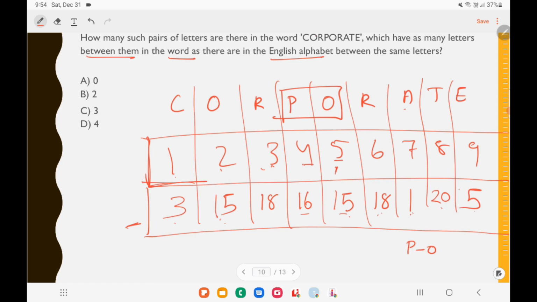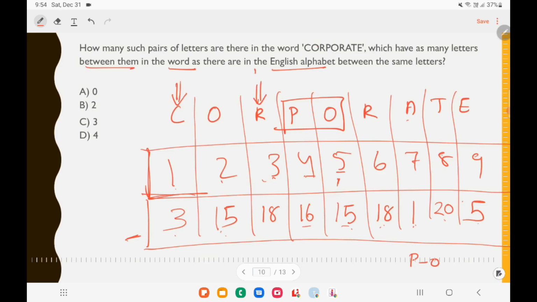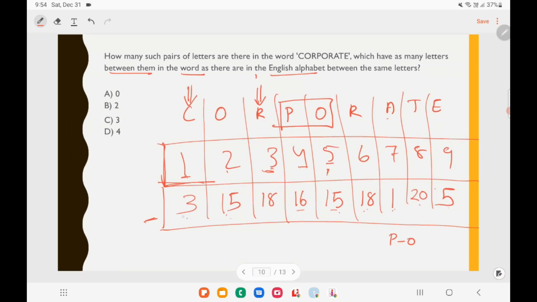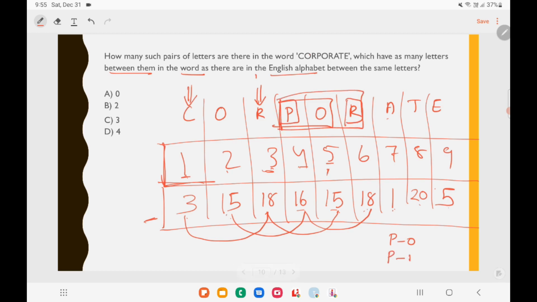So that's done. Now you take pairs like C and R. 3 minus 1 is 2, so the difference should be 2. In the second row, take 3 and 18: difference is 15, not 2. 15 and 16, difference is 1, not 2. 18 and 15, difference is 3, not 2. 16 and 18, difference is 2, so that is a pair. P and R is a pair. So we got the second pair as P and R.